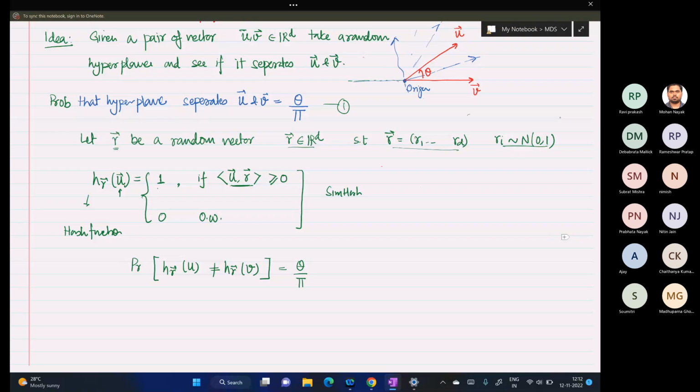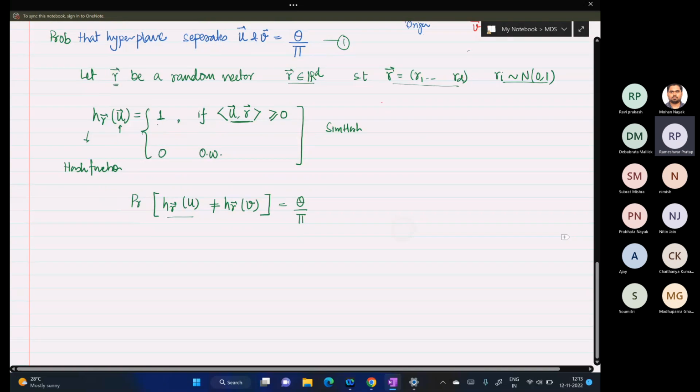So now we want to calculate, if we use the same hash function for two data points, say u and v, what is the probability that their sign is different? Their sign will be different when that hyperplane separates u and v. By this image, you will be able to convince yourself. So that is theta by pi, right? Okay.